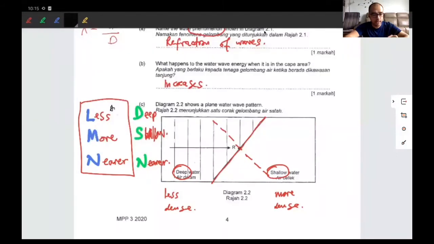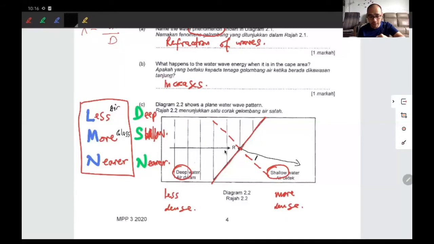Okay, so as I was saying just now, less dense is air. Usually more dense is like glass. So deep shallow water actually is less dense, more dense, but sometimes some people tend to forget your deep is less dense or more dense. Deep is less dense. So less dense to more dense, the refraction will move nearer. So if this is the normal, if this R line is moving at a certain angle, it is going to move nearer towards the normal. Dia punya angle di sini akan jadi kecil.